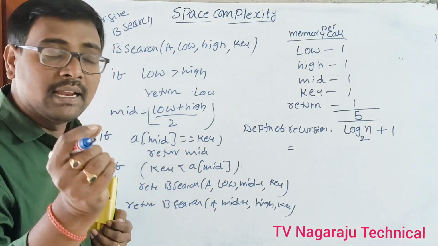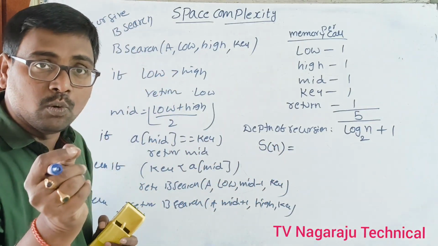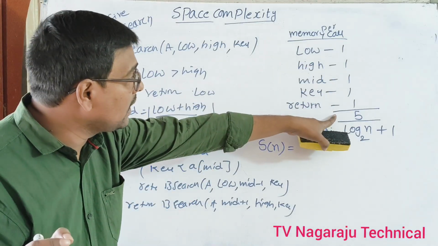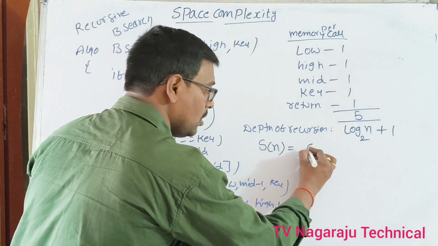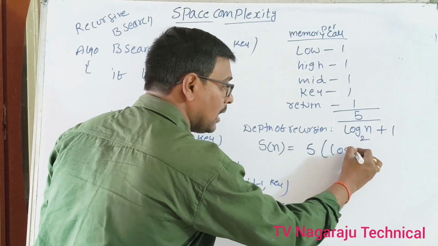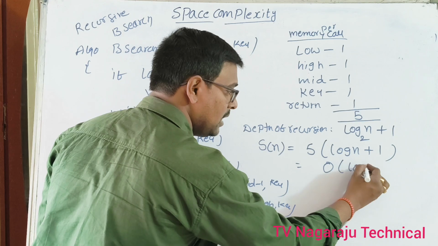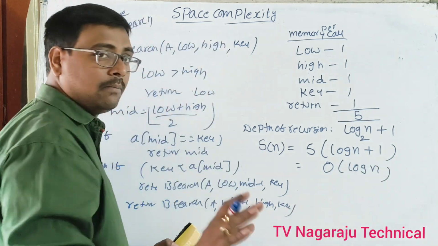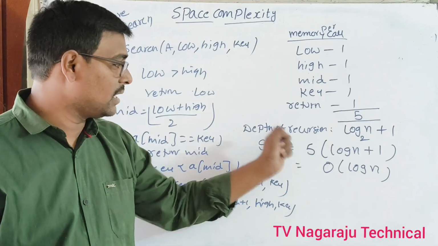Now how to calculate the total space complexity? S of n is equal to the memory required per call times the total number of calls. So 5 times (log n plus 1). So simply, what is the answer? Big O of log n. But stop, this is not the final answer.